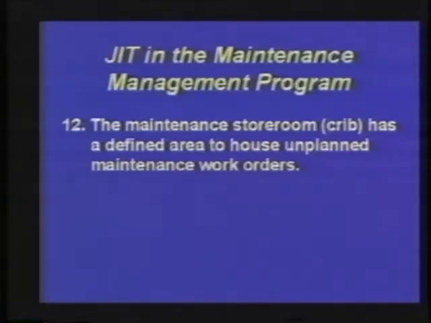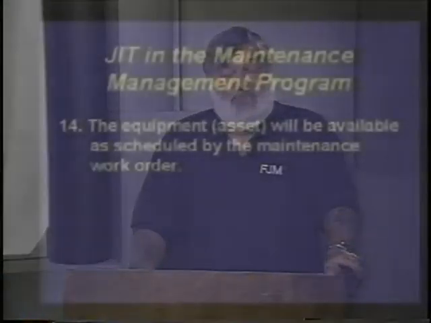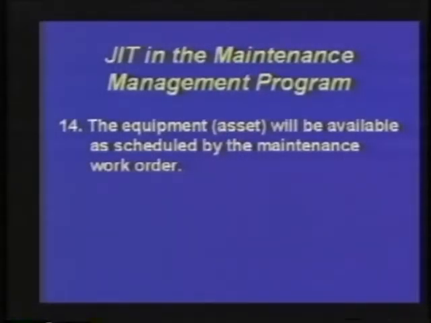The next step is the maintenance work order scheduling system is interfaced with the manufacturing work order scheduling system and the maintenance purchase order system, which says you are now getting close to my definition of world-class maintenance. The equipment asset will be available as scheduled by the maintenance work order. Well, that step 14 cannot be accomplished if step 13 is not addressed properly.